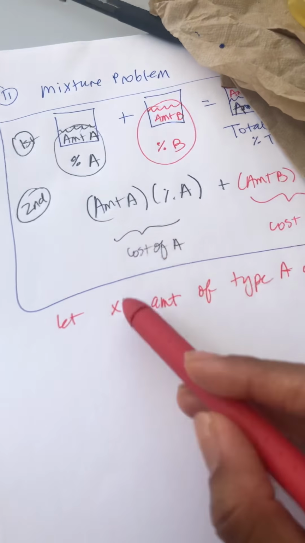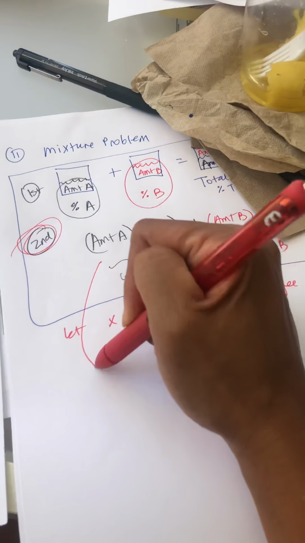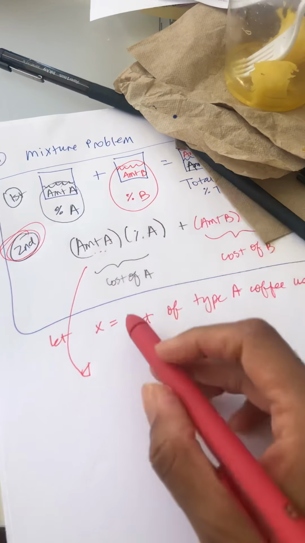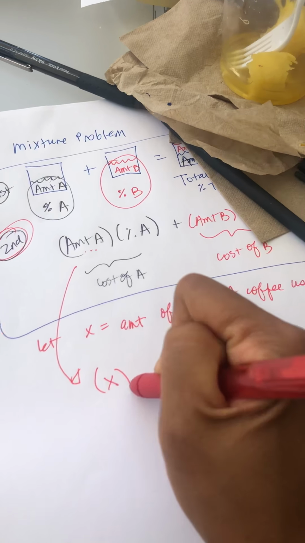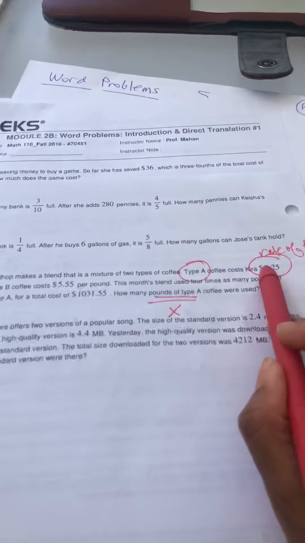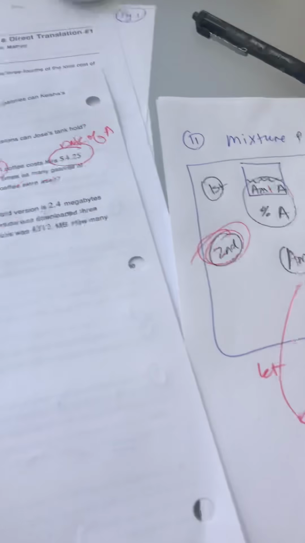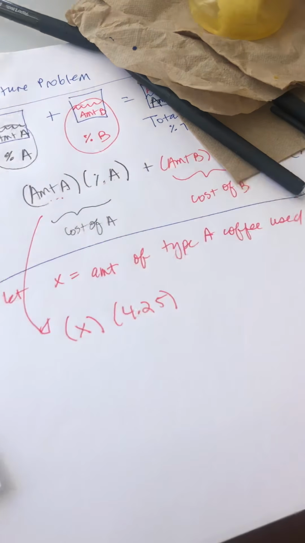So here in this problem, I'm going to look at this second thing that I wrote here. The amount of A, we don't know the amount. We call that X, right? X is equal to the amount of type A. I have X times the percent of A, or the rate of A. So here is $4.25 per pound. So percent of A is 4.25.